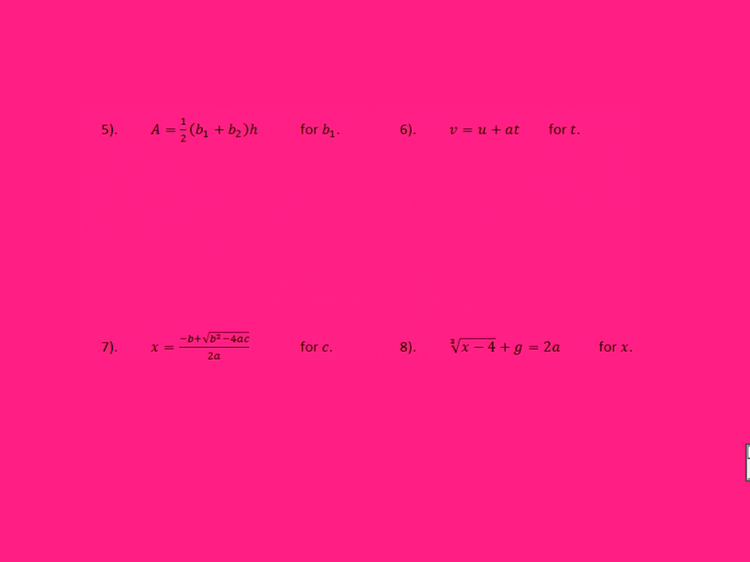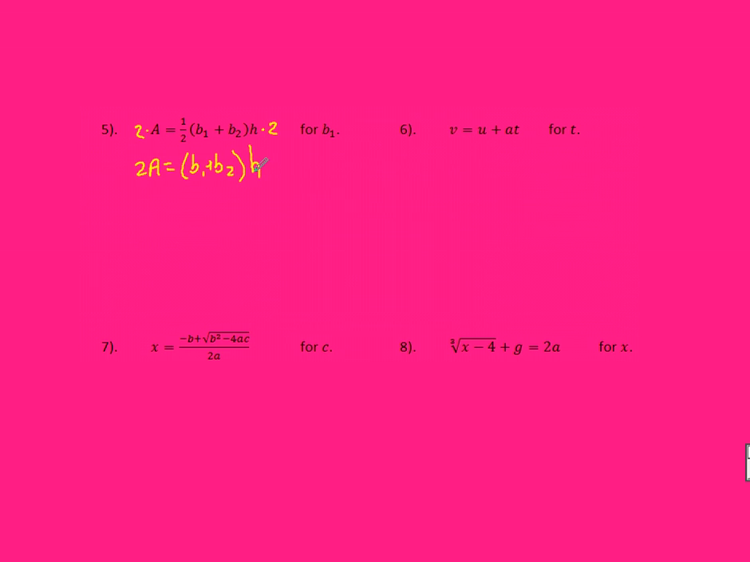Number 5, solving for B1. So here's B1 right here. It's attached with B2, which is all within parentheses, so I can't do anything with this until the parentheses are by themselves. That's the only way I can get rid of it. So I need to get rid of everything else first. So let's start by getting rid of the 1/2. It's attached with multiplying, so I would divide by 1/2, which is the same as multiplying by 2. So that gives me 2A is equal to B1 plus B2 times H.